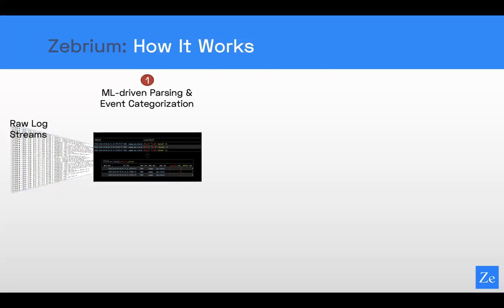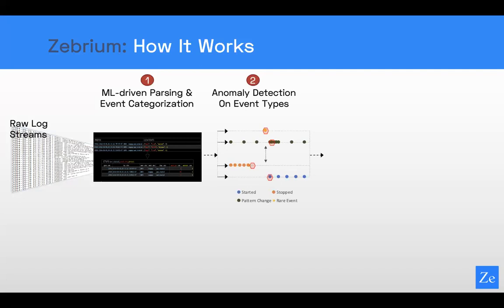The next part of the machine learning is anomaly detection of specific event types. We learn the patterns of each event type from the step before, and we look for when those patterns change. So when events start for the first time, when they stop, when the periodicity changes, when the frequency changes, and so on. Each event, when its pattern changes, is scored as to how anomalous the change is.